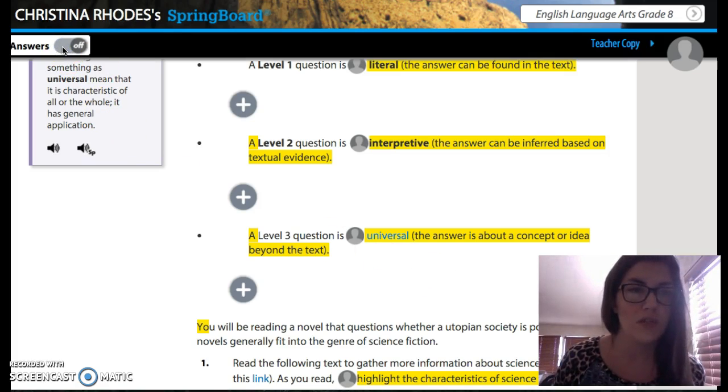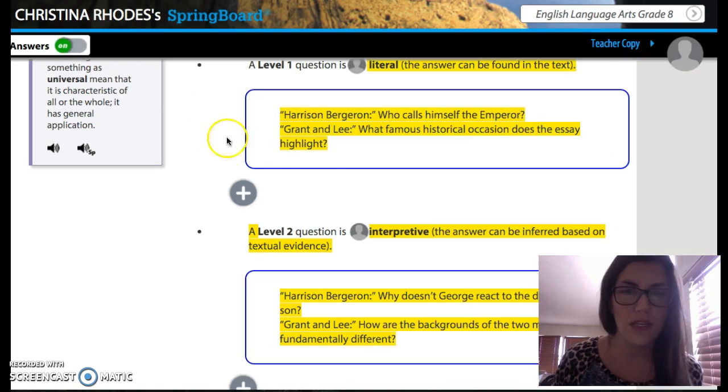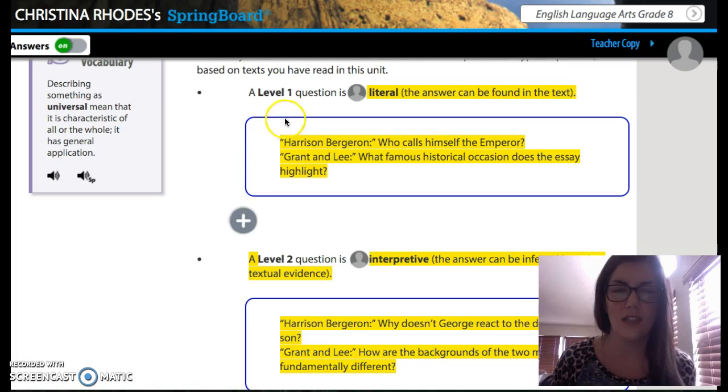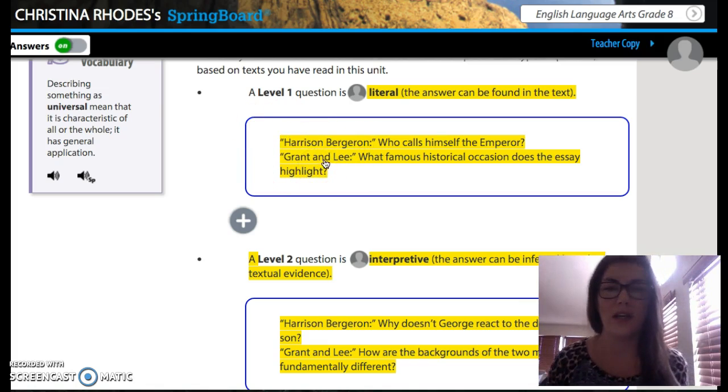So what I want you to do is you are going to fill out the answers here for a level 1 question for the Harrison Bergen article and the Grant and Lee article. So this is a level 1 question. Please fill out who calls himself the emperor. That's literal. It can be found in the text. It's our easiest level question. Grant and Lee, what famous historical occasion does the essay highlight? Please fill that out.